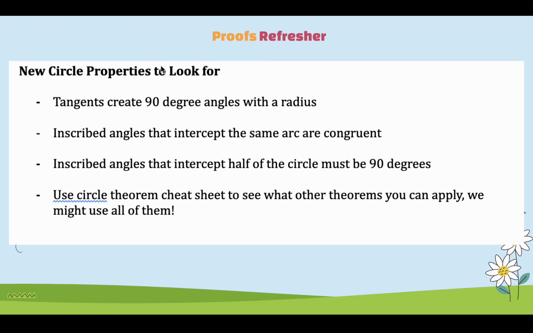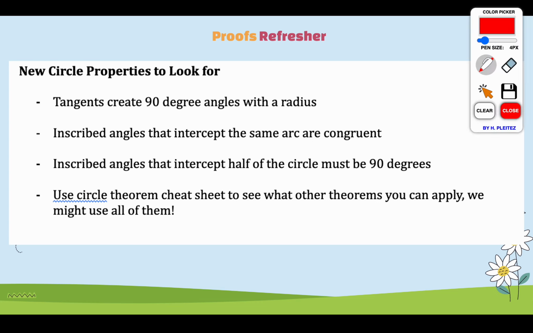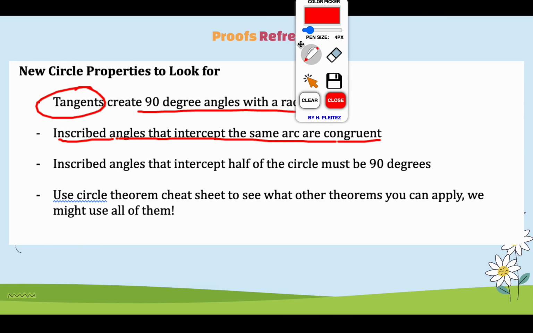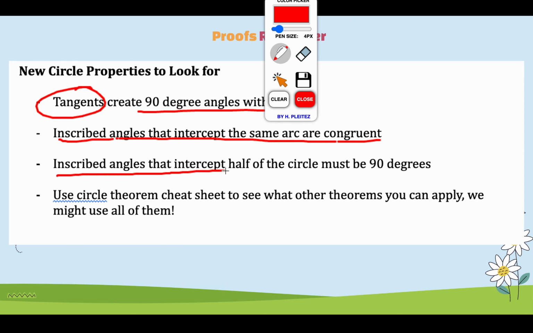Now, other circle properties to look for, so that's all prior knowledge. This is some new knowledge. So some common things, if you have a tangent line, you know we're creating a 90-degree angle with the radius, so we're going to have to mark that and justify that in our diagram as well. Inscribed angles that intercept the same arc are congruent. Inscribed angles that intercept half the circle must be 90 degrees.